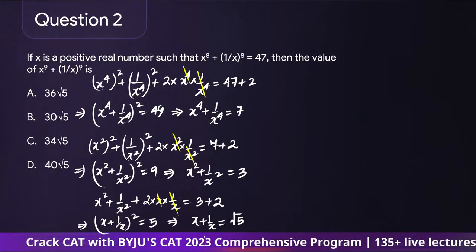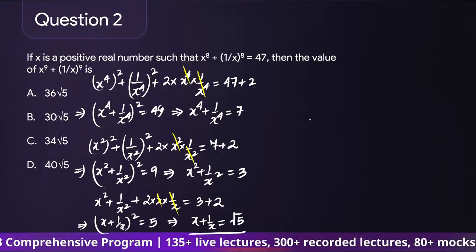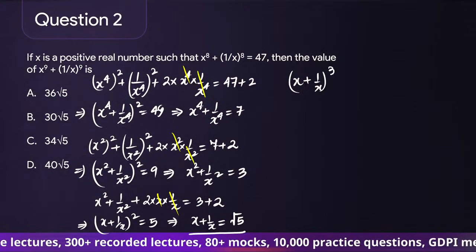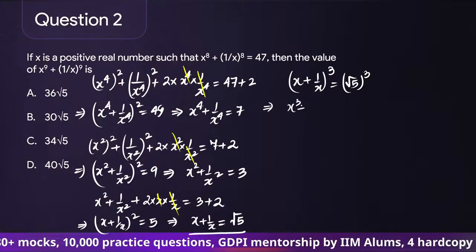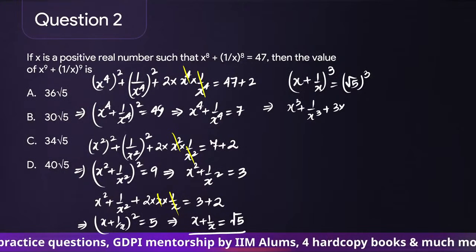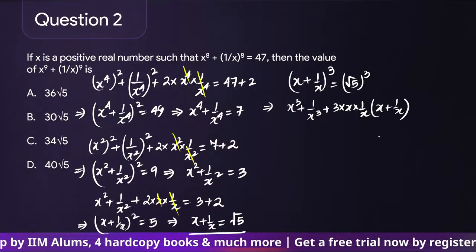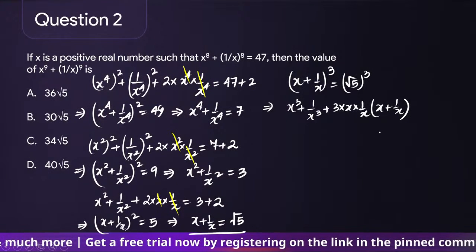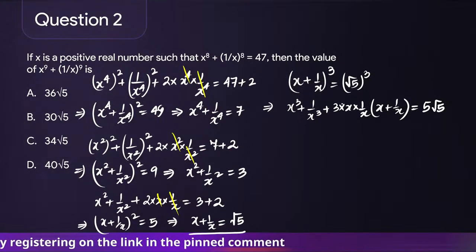Okay. Now, once we have got x plus 1 by x, अब हमें यहाँ जाना है. X to the power 9 plus 1 by x to the power 9. So for that, let's cube it. If I cube it, I'll have x plus 1 by x whole cube is equal to root 5 whole cube. This results in x cube plus 1 by x cube plus 3 times x into 1 by x in bracket x plus 1 by x. This is one of the types of a plus b whole cube, a cube plus b cube plus 3ab into a plus b, and this results in 5 root 5.